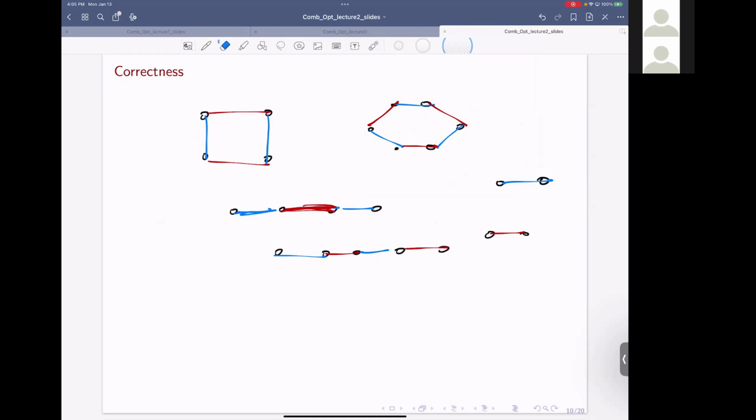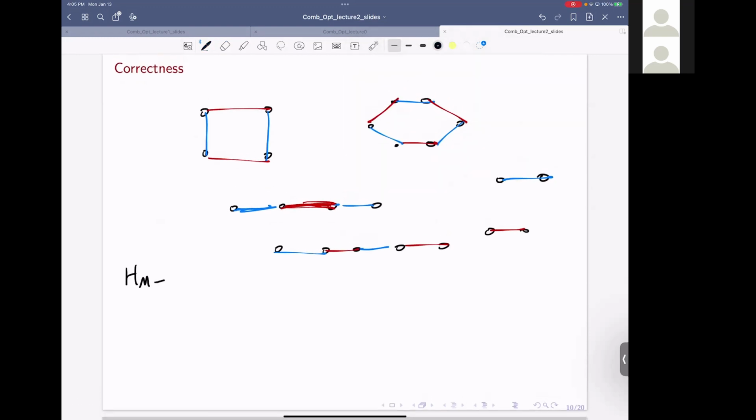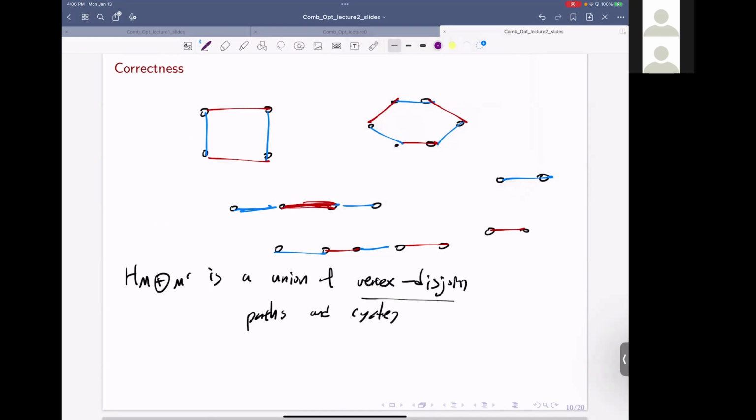Okay. So the idea is that M symmetric difference with M prime is a union of vertex disjoint paths and cycles. Here, vertex disjoint just means that these structures do not share common vertices. They are kind of separated. What's important is that they are alternating. These red edges and blue edges are alternating.